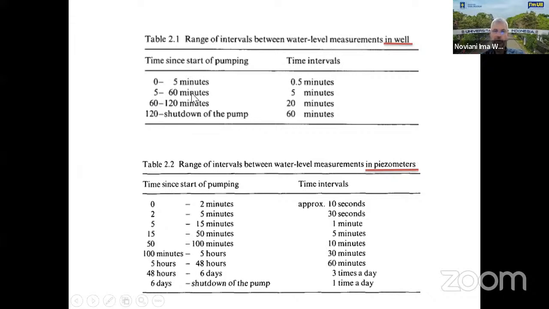Every half a minute, you take a reading for the first 5 minutes of the test. After 5 minutes, up to 60 minutes, it's okay if you measure every 5 minutes. After 1 hour and 2 hours, it's perfectly fine if you measure every 20 minutes. And later, after 2 hours, to the end of the test, it's fine if you measure once per hour or every 60 minutes. Okay, so this is just a general guideline. If you're eager, you can certainly measure more often, but you should not measure less than every 5 minutes during the first hour or every 20 minutes during the first 2 hours, and so on and so on.